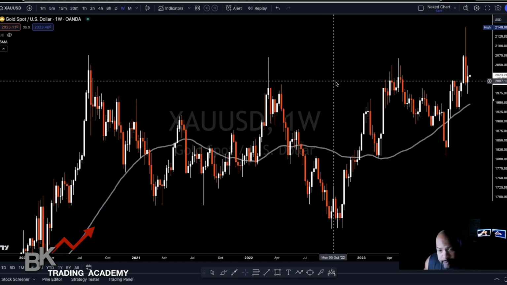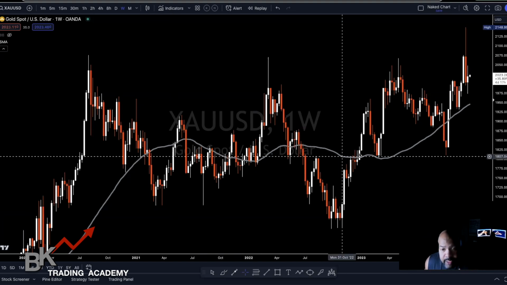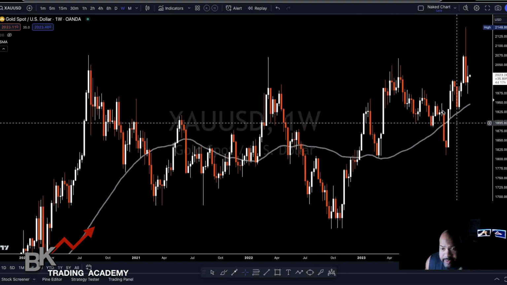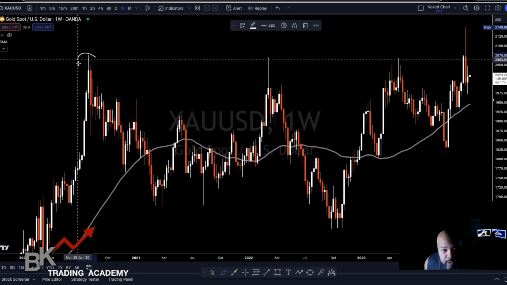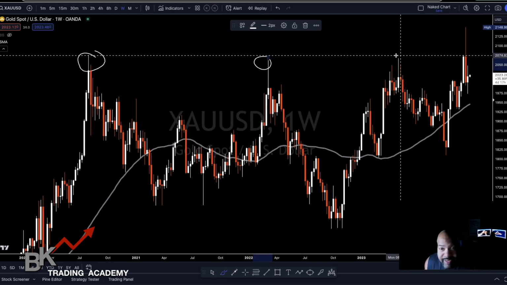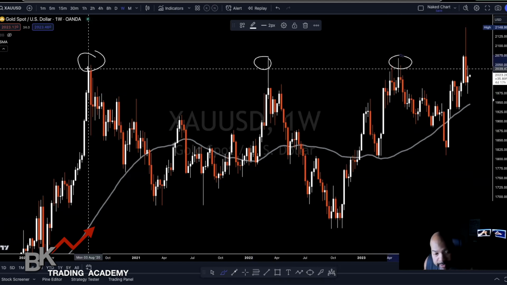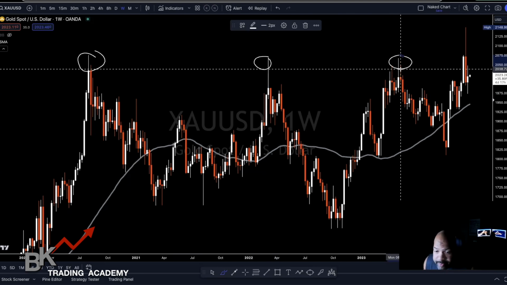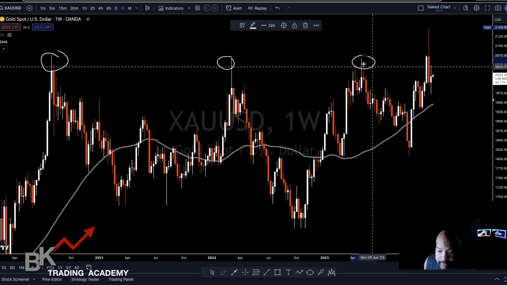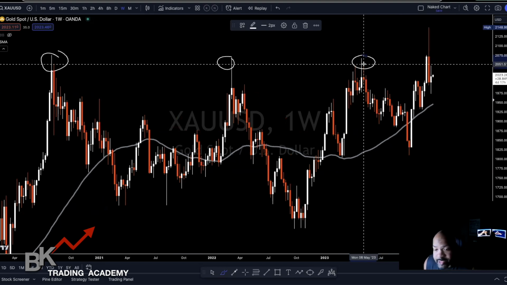So first, we're going to start off on the weekly time frame. I have a 50 moving average here. We can see that we're clearly in an uptrend. And guess what, guys? If you've seen my last few gold analysis, we've actually broke our previous three highs here. One back in August of 2020, another back in February of 2022. And then also after that, we were in April or May of 2023.